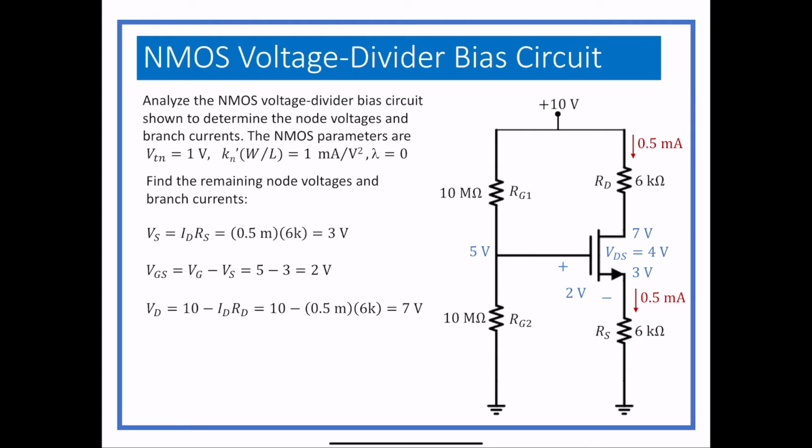Yes? So the only purpose of RG2 is just to make that a voltage divider? Yes. If RG2 wasn't there, the voltage at the gate would be 10, because there's no current flowing, so there wouldn't be any current through the 10 megaohm resistor. And we can actually even find the current going through each one of the gate resistors if we want.